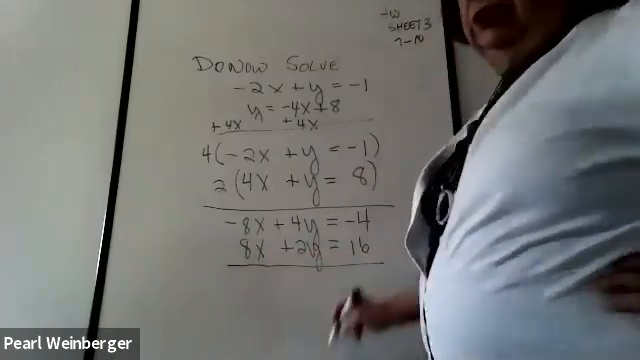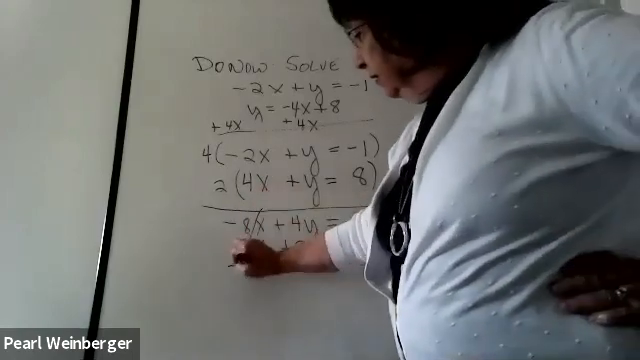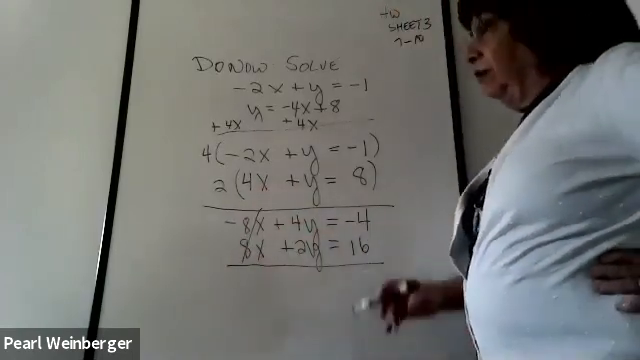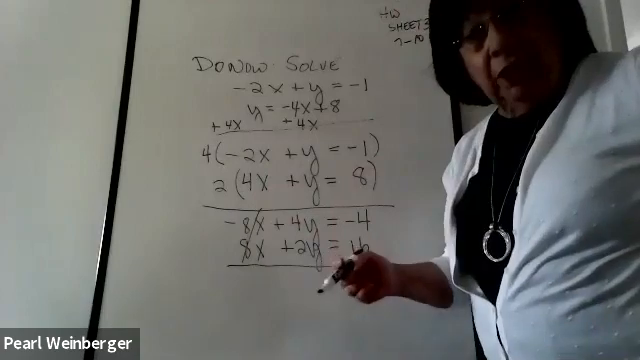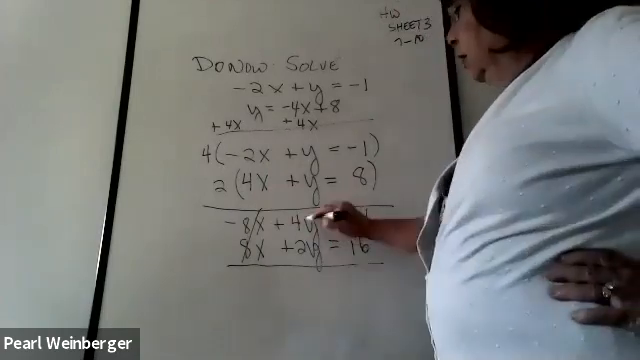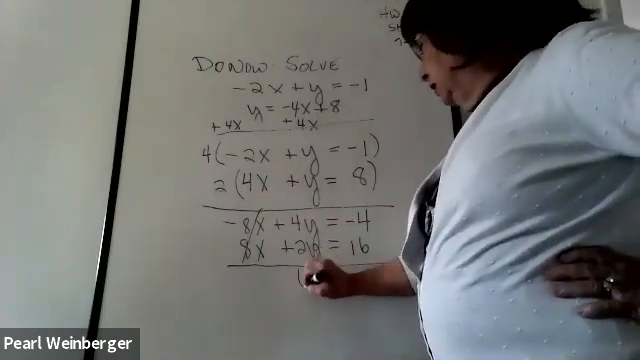And when I add these two equations down, the 8x and the negative 8x cancel out. We forced it. We said we wanted to eliminate the x. 4y and 2y is 6y.